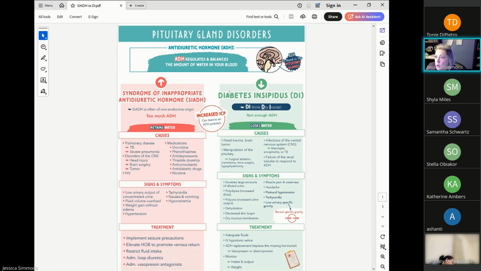Make sure you're looking at these little things that I put on Brightspace, especially where it's comparing and contrasting the diseases, okay?